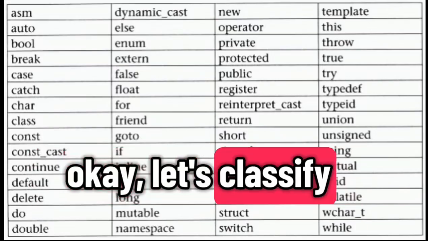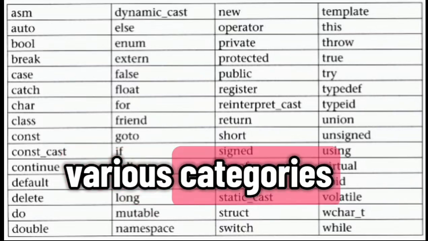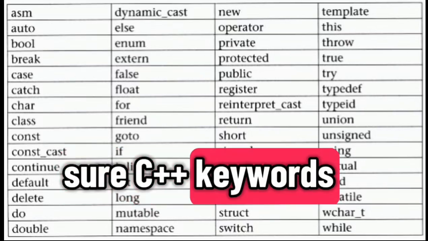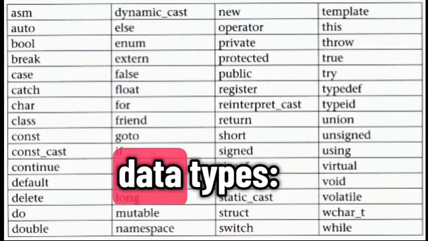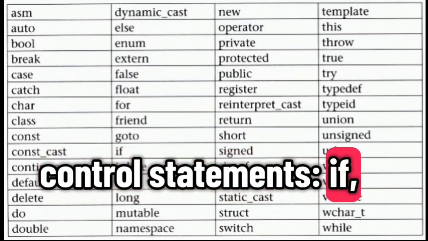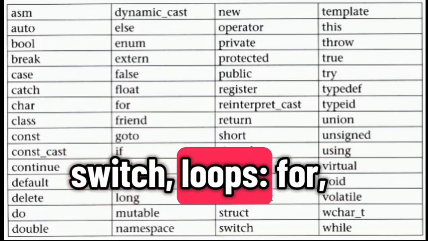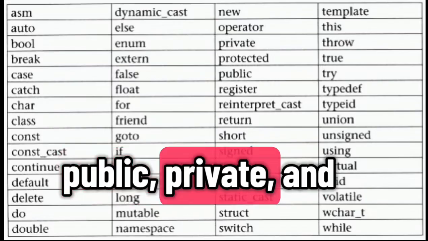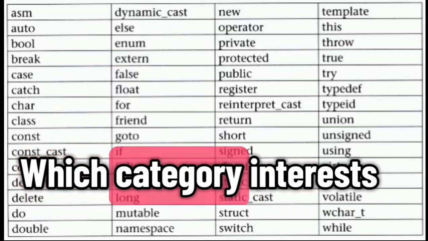Okay, let's classify the keywords in various categories. Sure, C++ keywords can be classified into categories like data types, int, char, control statements, if, else, switch, loops, for, while, do, access modifiers, public, private, and many more. Which category interests you?